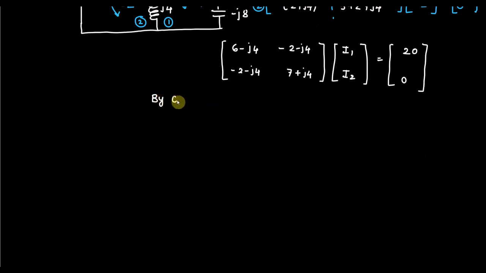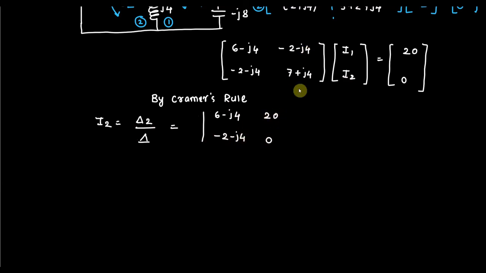Cramer's rule. What is the value of I2? Your I2 is simply equal to delta 2 upon delta. So how do you get delta 2? Just replace the second column by the voltage matrix. So it is 6 minus J4, minus 2 minus J4, and this will be 20, 0. Just replace the second column of the impedance matrix by the voltage matrix.